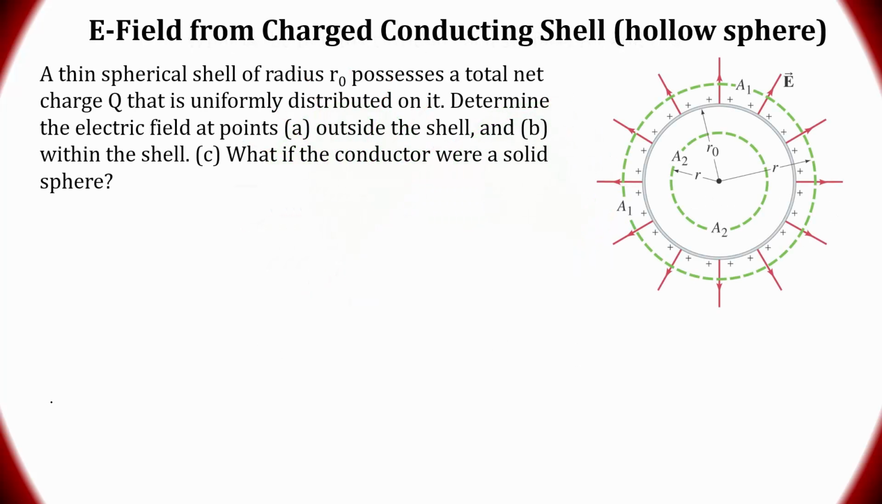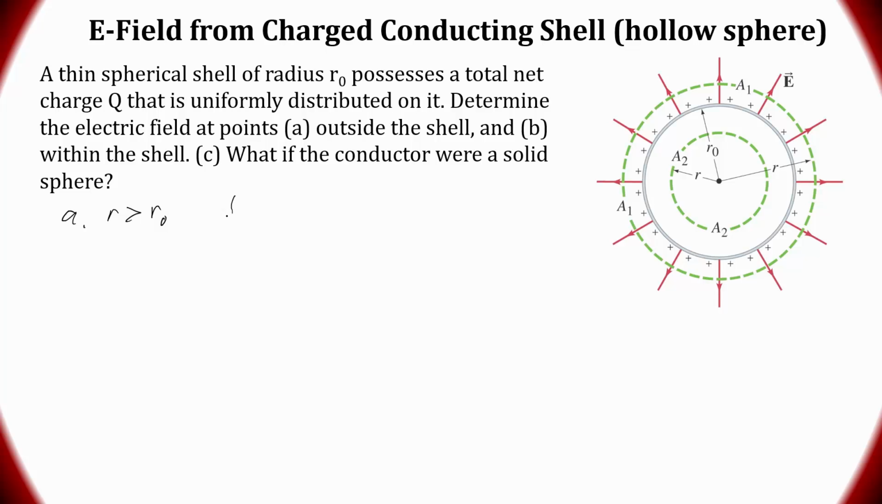All right, a few more examples. Hang with me. Here we have a charged conducting shell, so you can imagine a hollow metal sphere, and we want to know the electric field inside the shell and outside the shell, and then what if it were solid rather than hollow. So let's start out with part A, inside the shell, where r is less than r naught, because r naught is the radius of our shell.